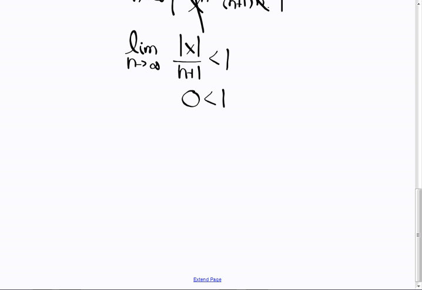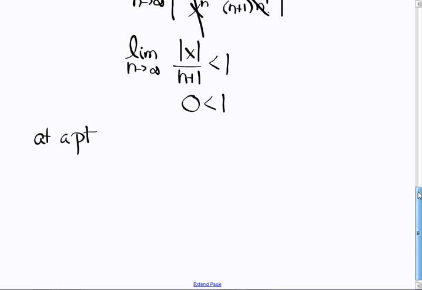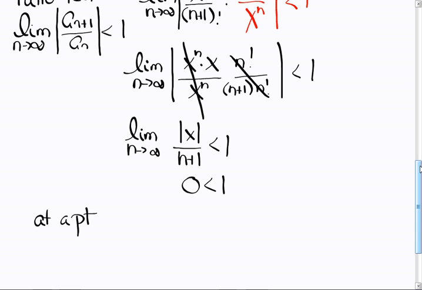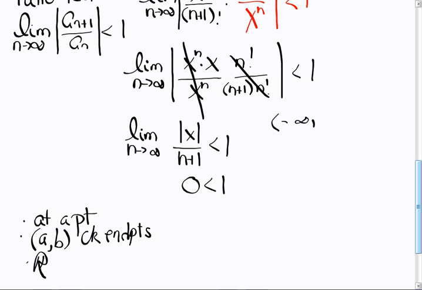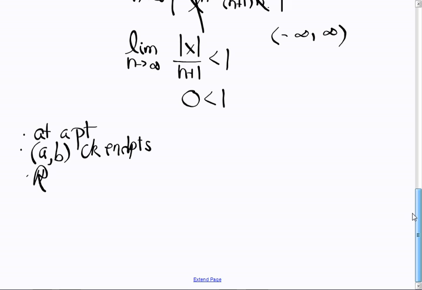So guess where this converges? Everywhere. Remember, there are 3 ways things can converge. At a point, and that would be at the center of the interval. Remember, we centered it. At a point, it could be on an interval, A to B, where I have to check the endpoints, or it could be everywhere. And this is everywhere. So the interval of convergence is minus infinity to infinity. That's it. Because that limit is always less than 1.